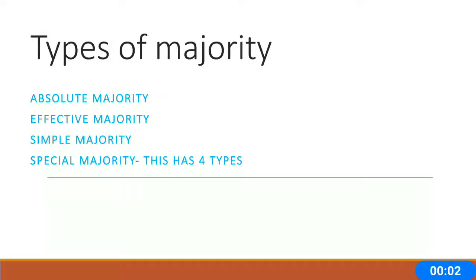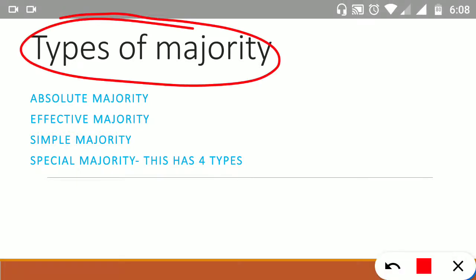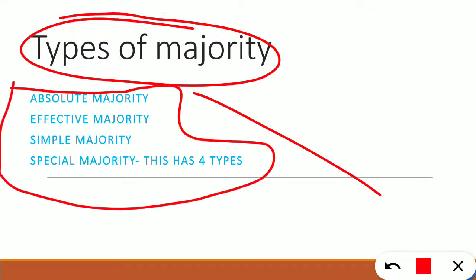In this video we will talk about the types of majority that are used in the whole of India, in Parliament and in the legislature. There are only four kinds of majorities: absolute majority, effective majority, simple majority and special majority. These are the only majorities that are used in India.